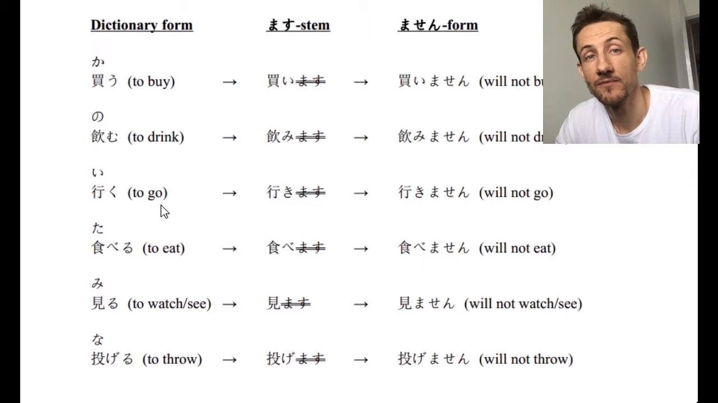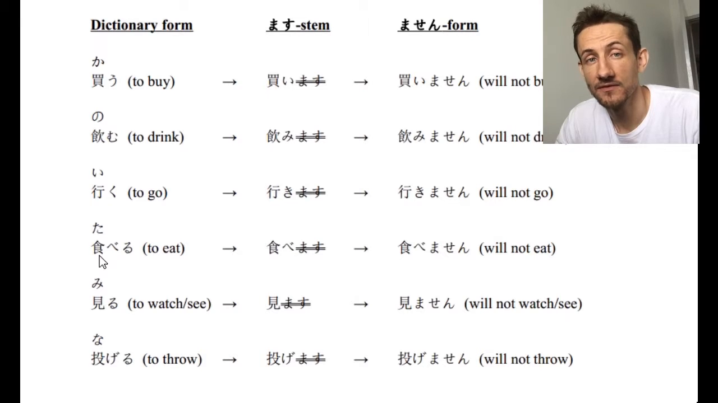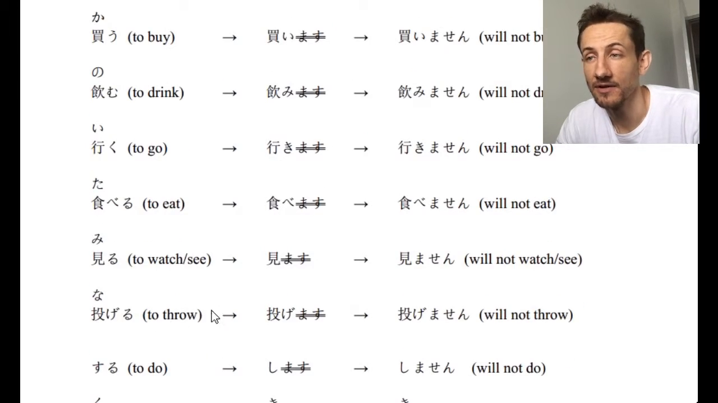We have iku, the verb for to go. The stem is iki. Add masen, we get ikimasen. So it's very easy. These are our type 1 verbs, and it works this way for all type 1 verbs. Then here we have taberu, the type 2 verb for to eat. Taberu, the mas stem is tabe. Add masen, we get tabemasen. Miru becomes mimasen. Nageru becomes nagemasen. So type 1 and type 2 verbs all work the same. Just add masen to the mas stem and you get the negative form.